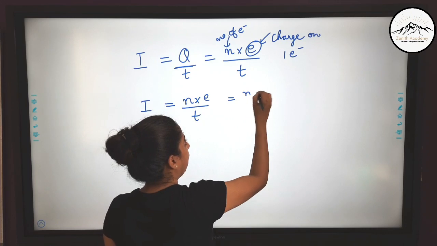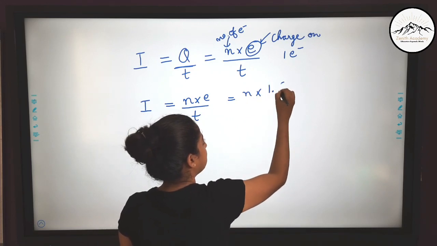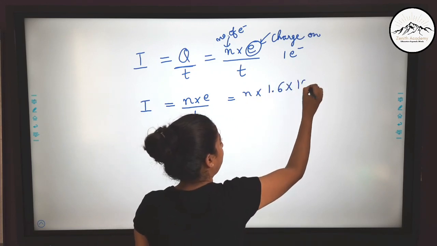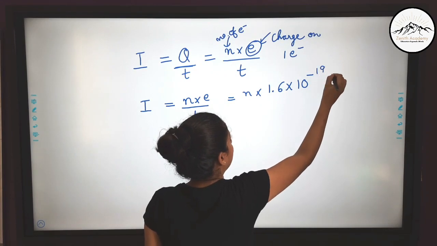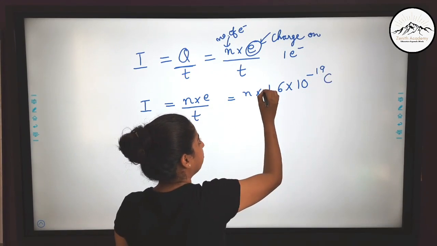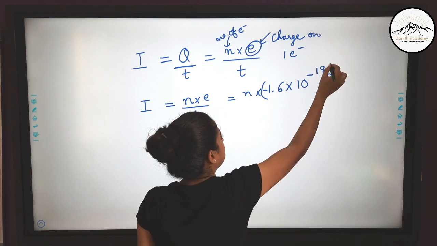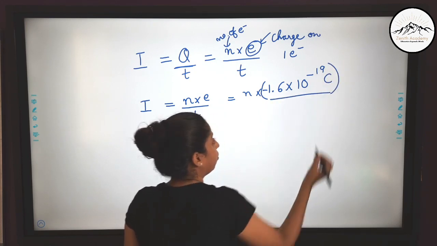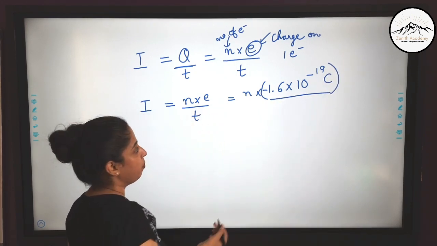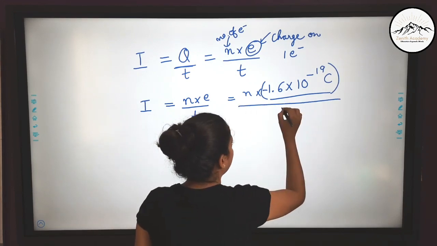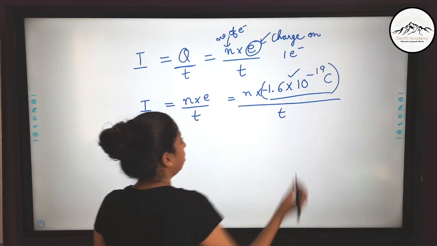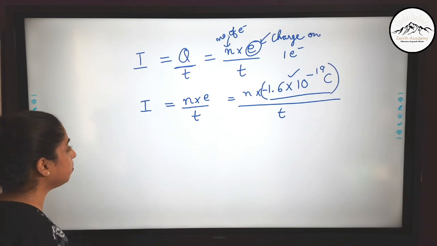We know what the charge on one electron is. It is 1.6 into 10 raised to power minus 19 coulomb, and this charge is negative. So this is the charge on one electron, minus 1.6 into 10 raised to power minus 19 coulomb. We can use this knowledge also in our numericals.